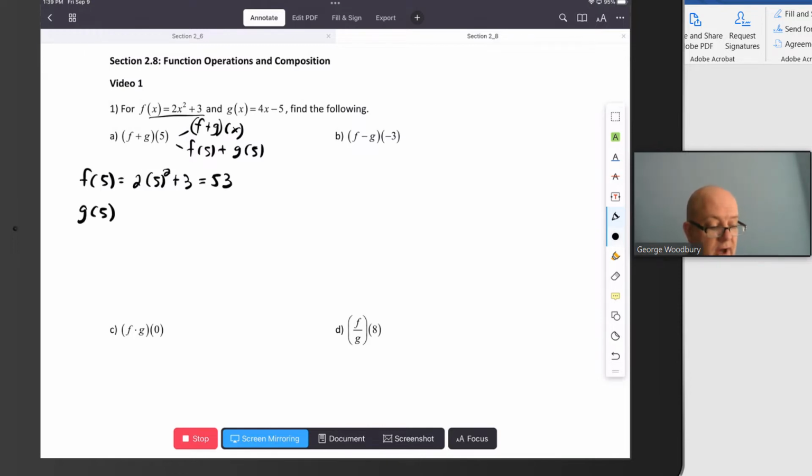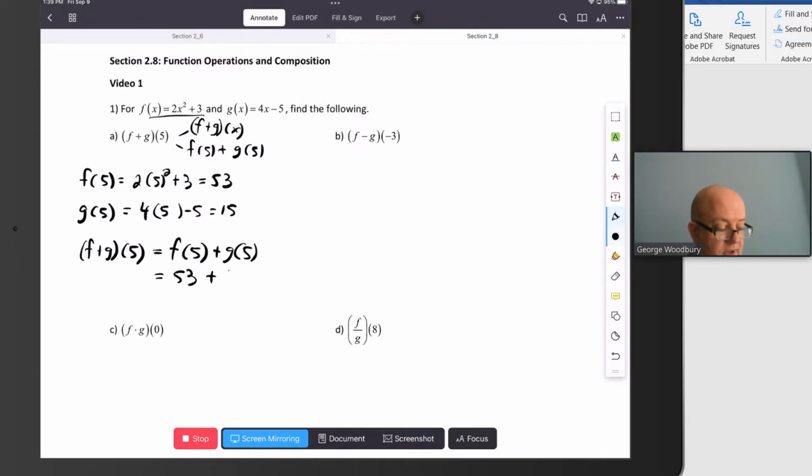Then we'll do g of 5, which was 4x minus 5. I'm going to put in 5 for x there. 4 times 5 is 20, minus 5 is 15. So f plus g of 5 turns into f of 5 plus g of 5, which we found to be 53 plus 15, or 68.